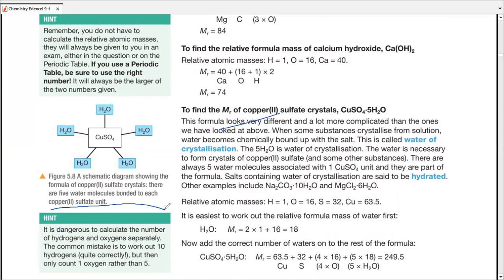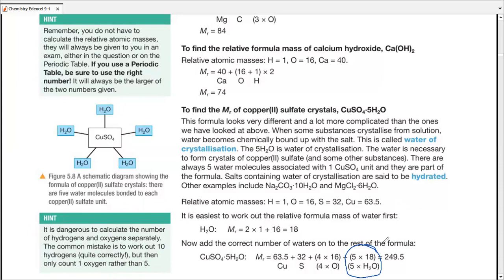Now look at this hint right over here. It is dangerous to calculate the number of hydrogens and oxygens separately. The common mistake is that we work out 10 hydrogens correctly, but then we count only one oxygen rather than five oxygens. So we make a big mistake. Or instead, in your case, you counted six oxygens instead of five, so you again made a mistake. So it's better to calculate 5 into 18. That's the best way to do it.